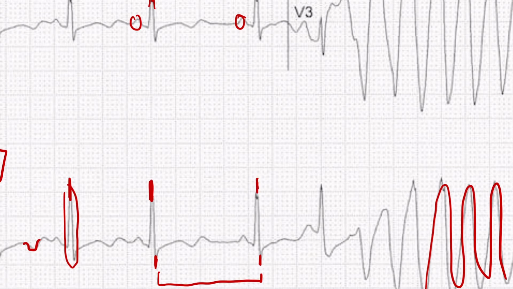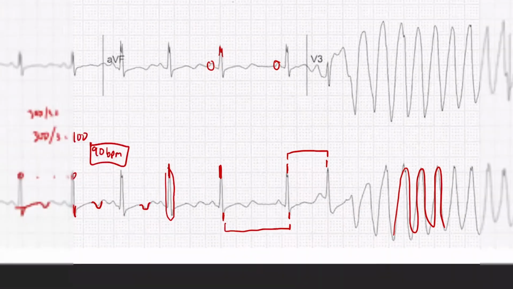And then from here to here, it's short again. So this short, long, short interval, the RR interval, is going to be something that we see very often in this type of ECG, which is going to be Torsades de Pointes. So we'll explain that a little bit later.